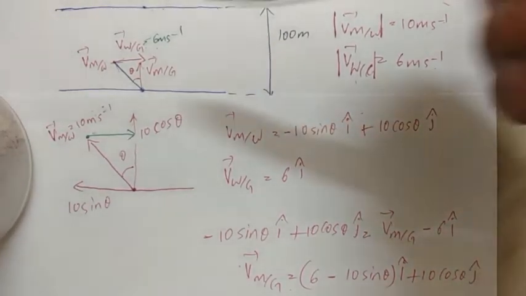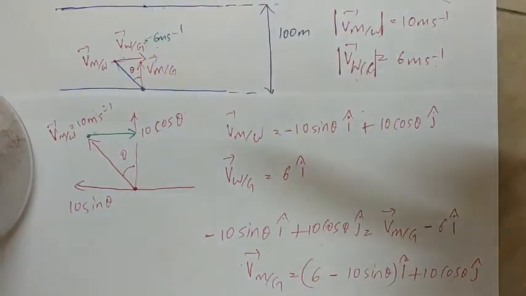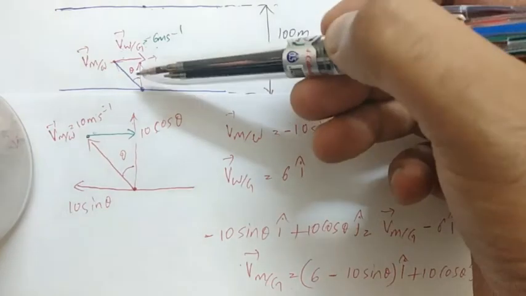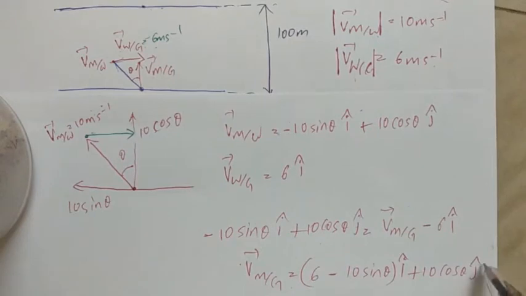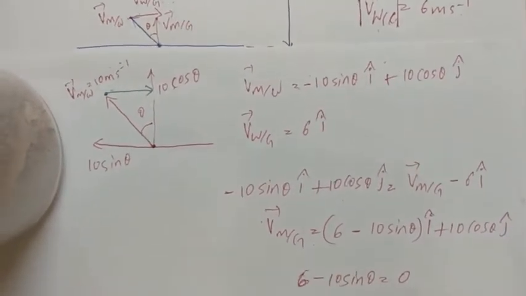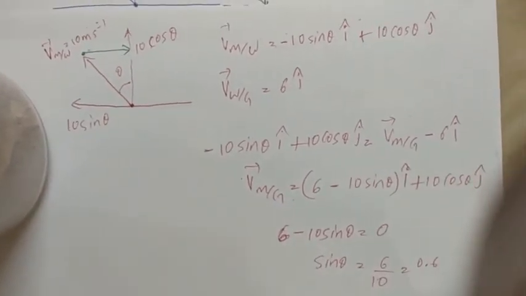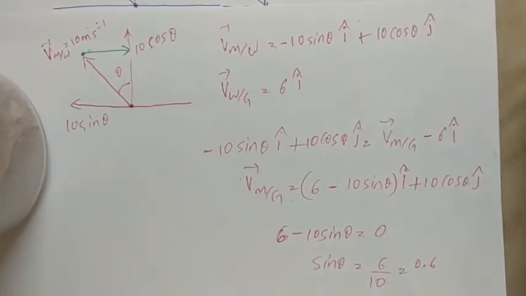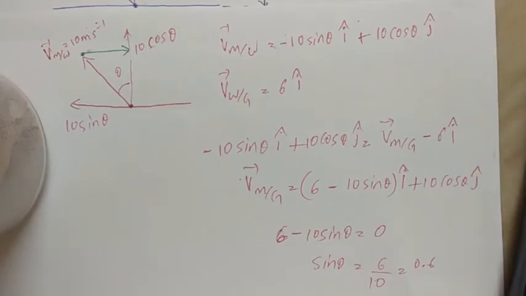Now we know that the person has to reach the other end by the shortest path, so that means his direction would be in the positive y direction, which means that this velocity needs to have only the y term. The x term has to vanish. So we can equate 6 minus 10 sin theta to be 0, and from there we can find the value of sin theta, that is 0.6. You can calculate that value of theta.